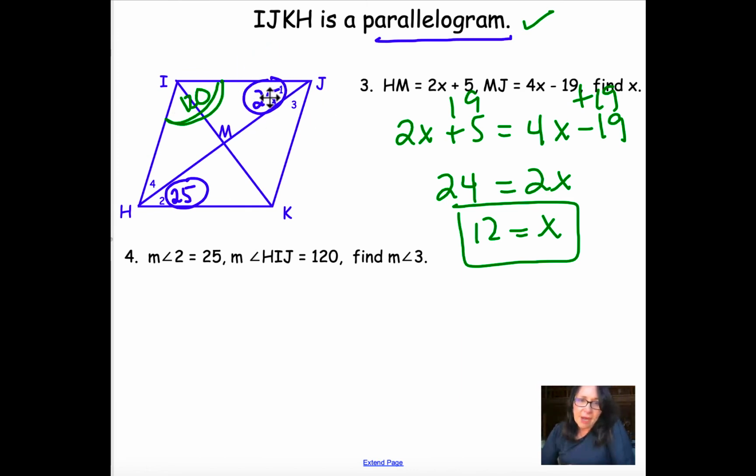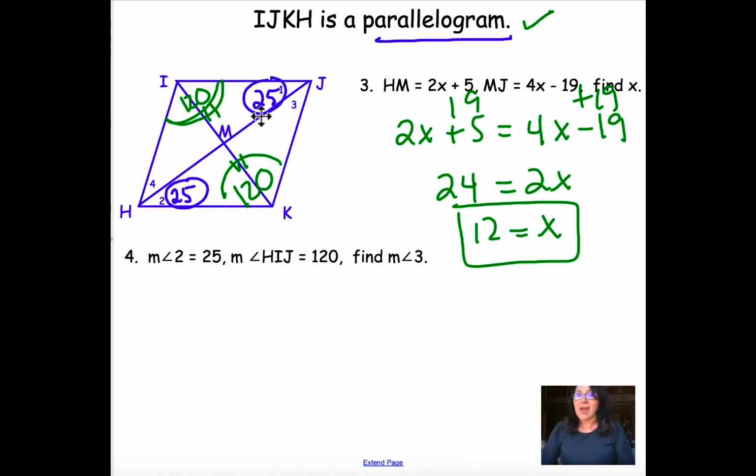So think about it like that. Is that going to work? Hold on. I think there's a mistake. Because if that's 120, this has to be also 120. Oh, because they're not bisected. Excuse me. Because if that's 120, this angle is also 120.